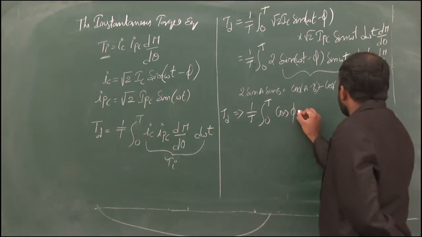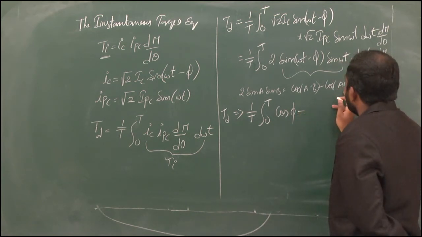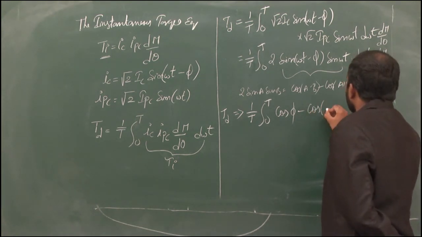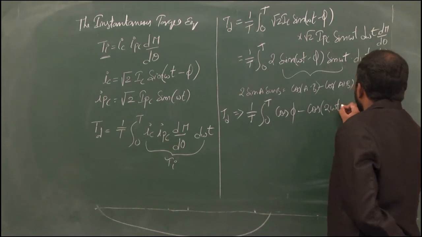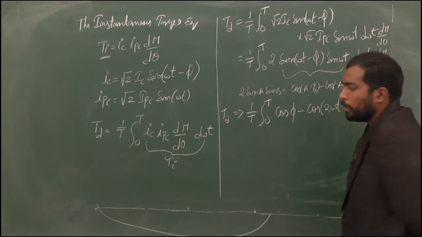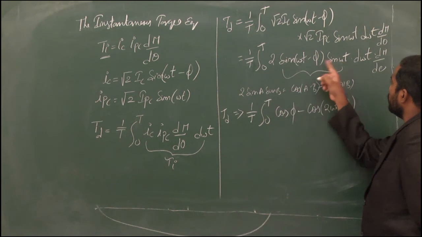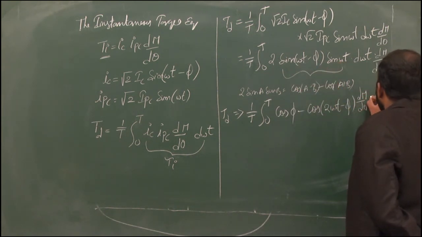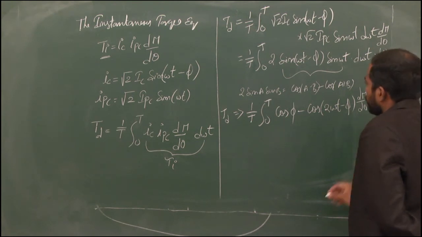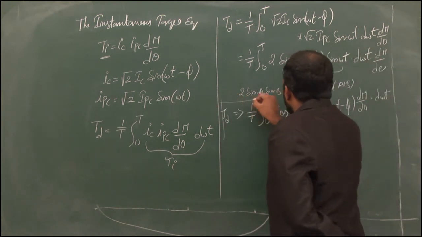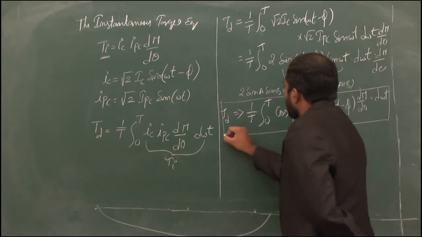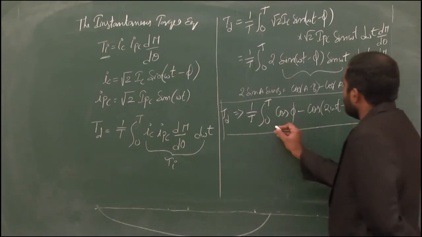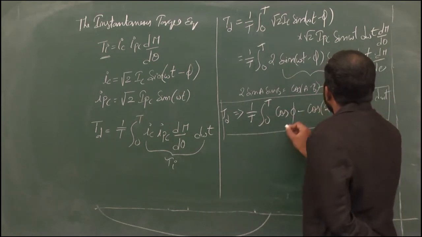And in a similar way, what's the value of cos of A plus B? Cos of A plus B is nothing but cos of 2 omega t minus phi, into dM by d theta into d omega t. So this is nothing but the expression for net deflecting torque. From this equation, for the maximum value, we are left with IC and IPC over here.